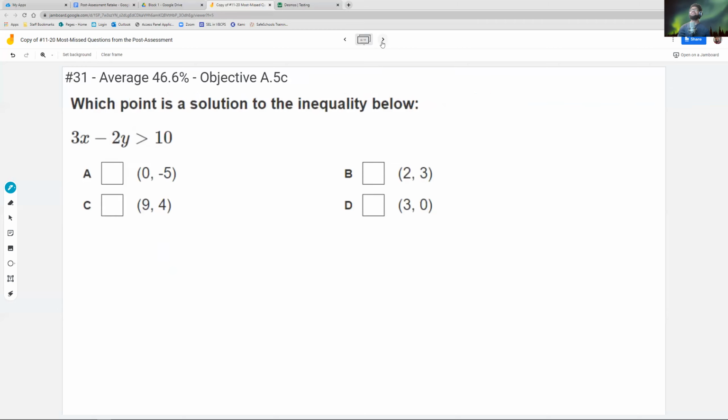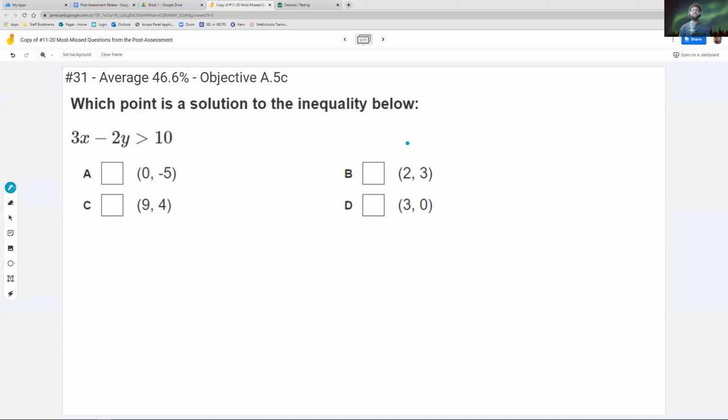All right, next slide says, which point is a solution to the inequality below? If you think back to, I believe this was unit 2 or 3, I don't quite remember, when we were talking about the solutions to an inequality, it's going to be something that keeps that inequality true. So we want to find the solution to this inequality. A point that is a possible solution will keep the inequality true. And to test that, very similar to how we did the last one and the one before that, we're going to take these points and plug them in.